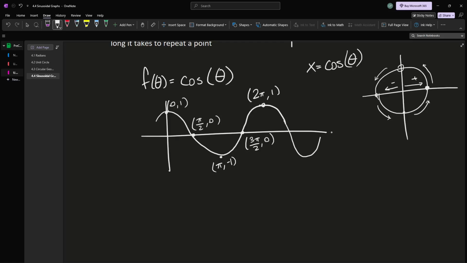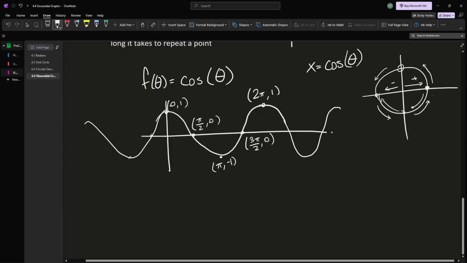So this graph actually also continues on forever. And it also works if I go backwards. I go from 1 down to 0 to negative 1. It just repeats as a cycle. So check your points. This should be a cosine graph.